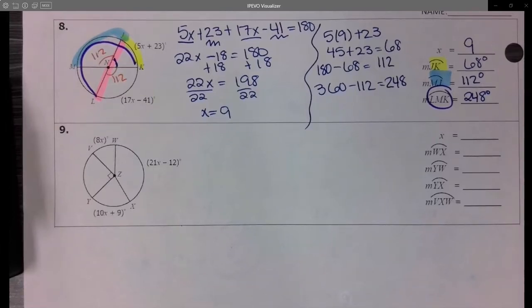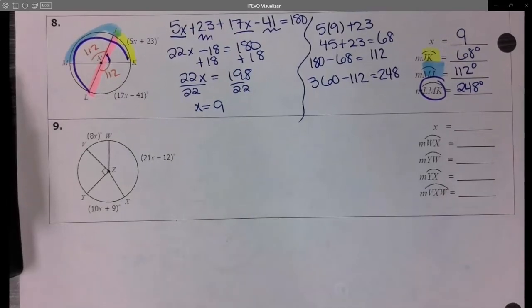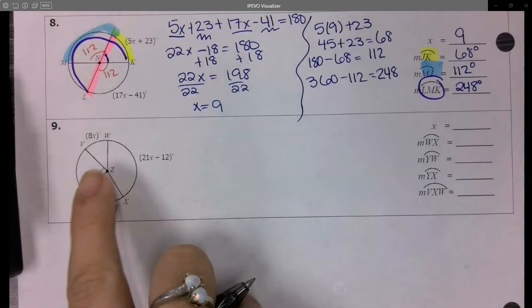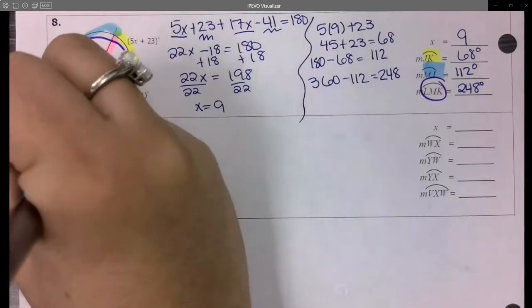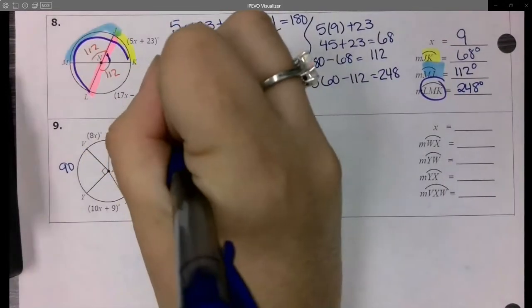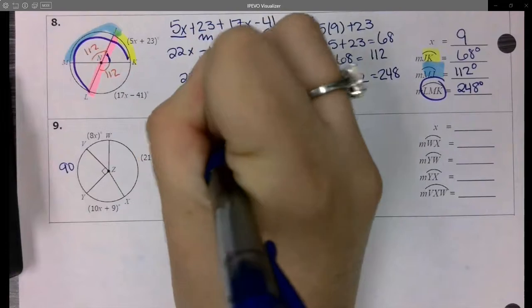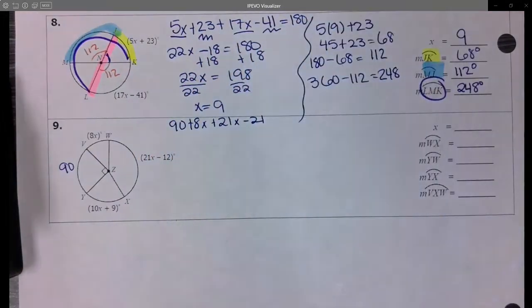Number 9. I actually know all of my arc lengths. So I have the 3 written on the outside, and because this one has a square, that means it is 90. So I can go ahead and add up all of these to equal 360. No, that was minus 12.